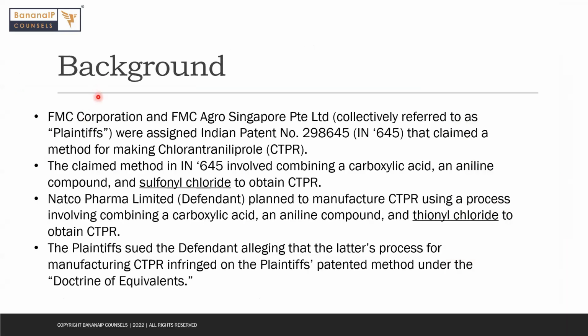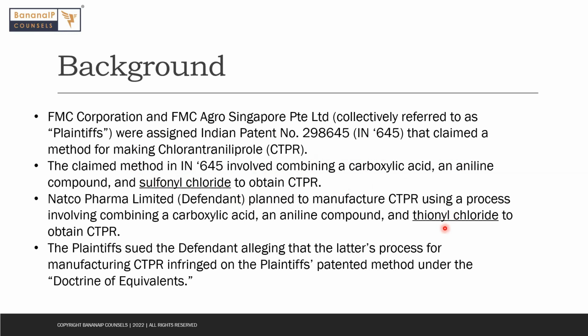So, the plaintiffs FMC Corporation and FMC Agro Singapore Private Limited were assigned an Indian patent that was for a method for making CTPR. The claimed method essentially involved combining a carboxylic acid, an aniline compound, and sulfonyl chloride to obtain CTPR. The defendants, Natco Pharma Limited, had also planned to manufacture CTPR, and their process involved combining a carboxylic acid, an aniline compound, and thionyl chloride to obtain CTPR.